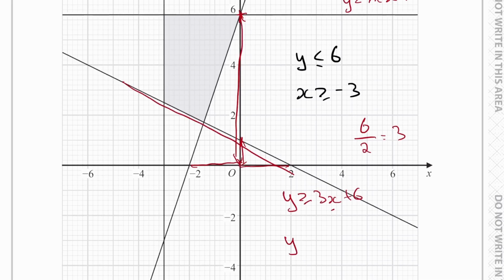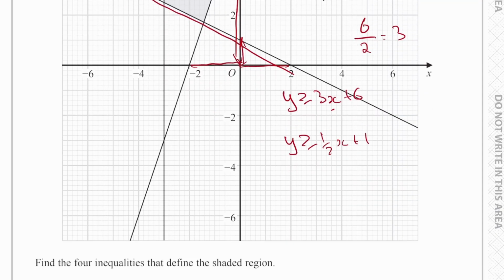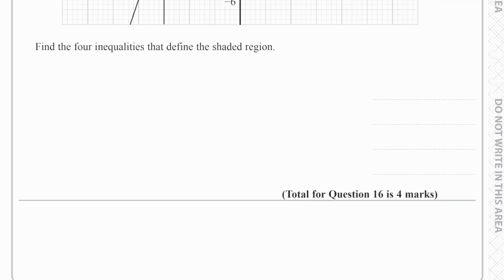So again, y is going to be equal to half x plus 1. And again, if you work it out, you can see that everything has to be basically above this line. And so again, we want to put y has to be greater than or equal to a half x plus 1. Okay, so that's the 4 regions that would define this, and you write them all down there.